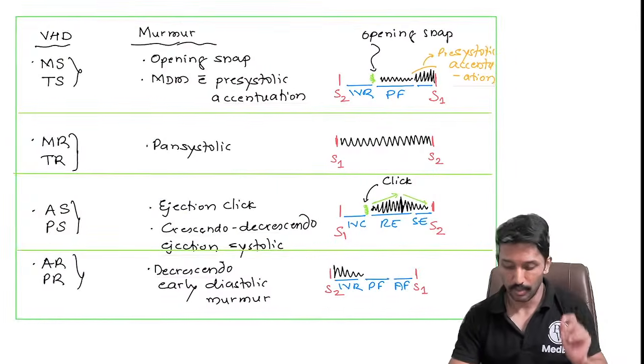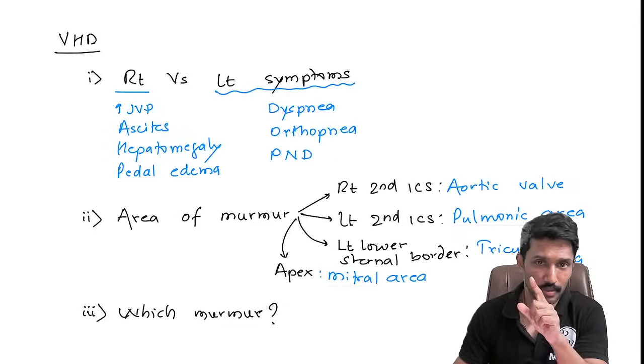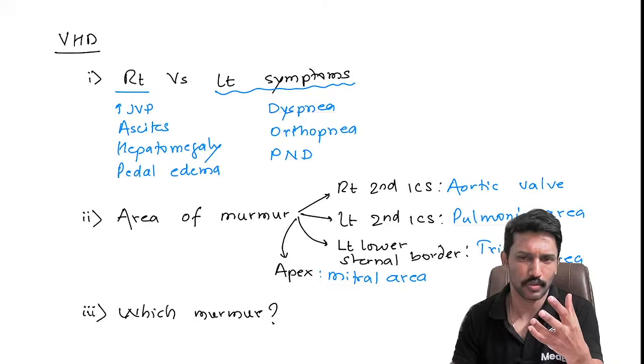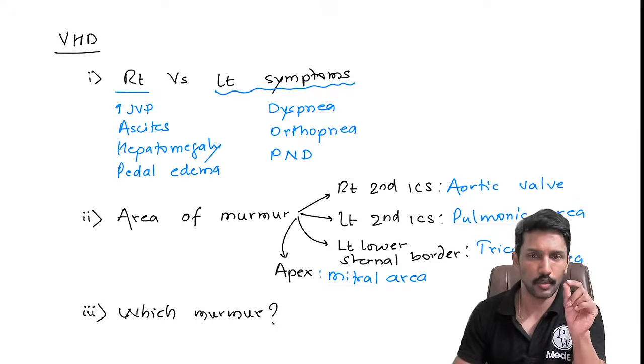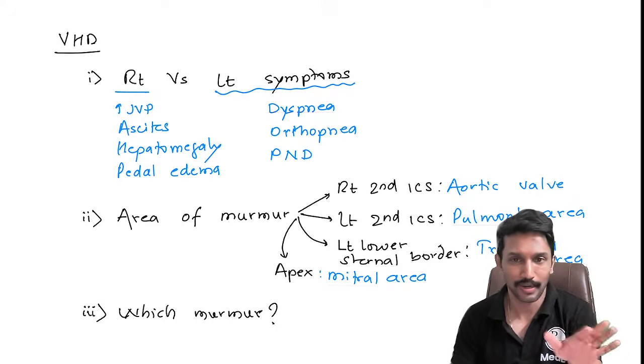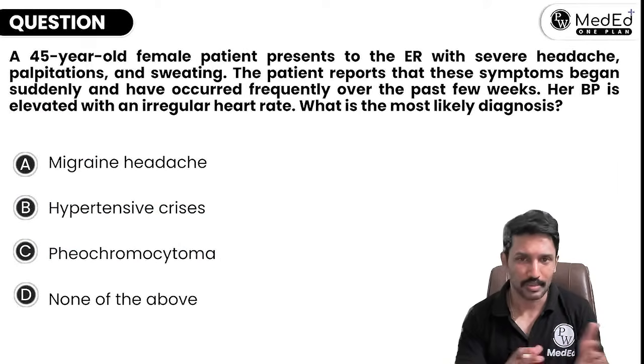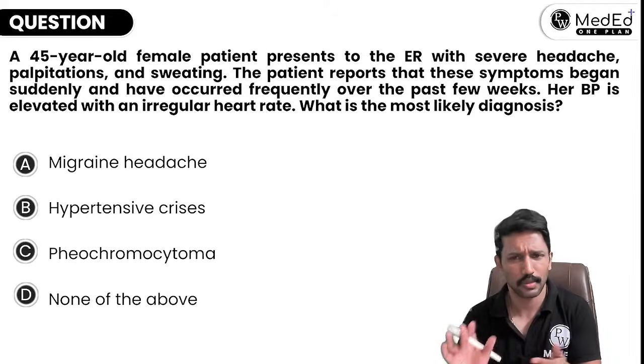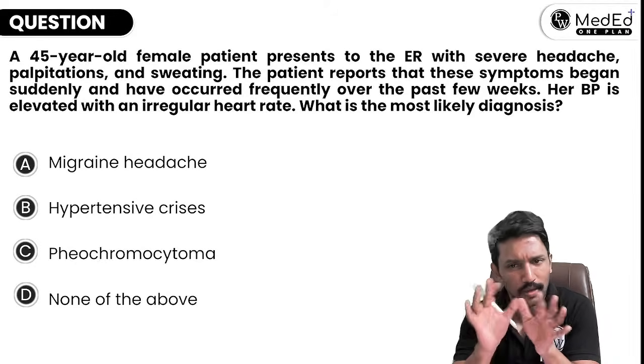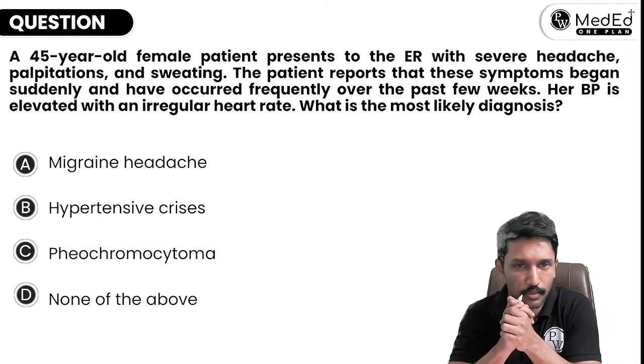So learn this table by heart, and be aware of right versus left symptoms and areas of auscultation. Most of your clinically oriented valvular heart disease questions are then kind of sorted. We probably have some more questions on similar lines. We will apply that there also, so that by the time we finish the class, you will have some idea how to deal with valvular heart disease questions.